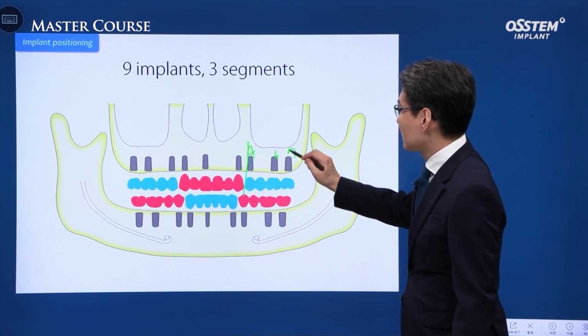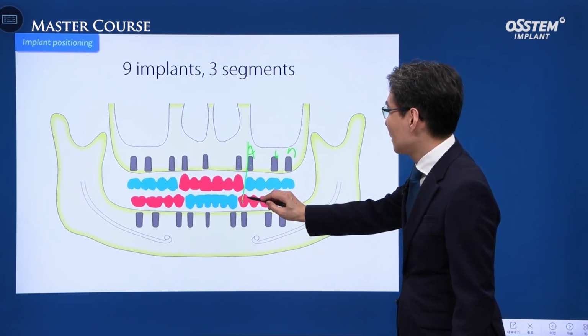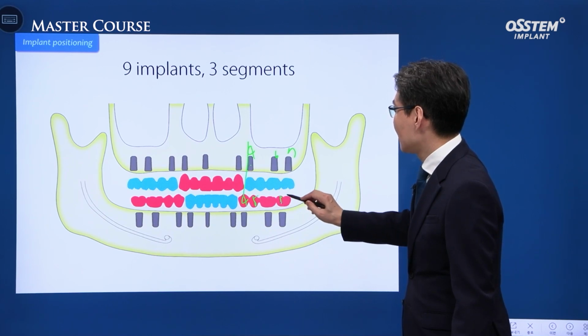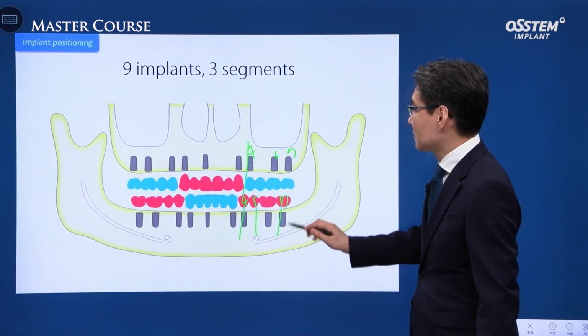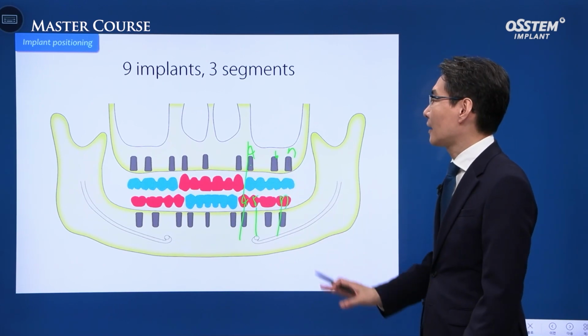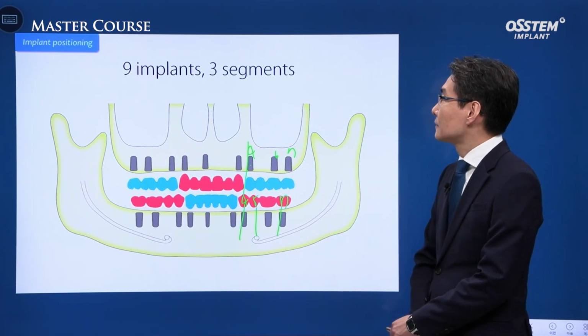Number 4, 6, and 7 implants have been placed. You can do placement in number 4, 5, and 7. At times, you can utilize a cantilever, and there can be different combinations.